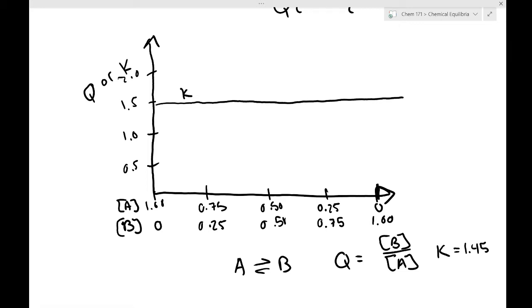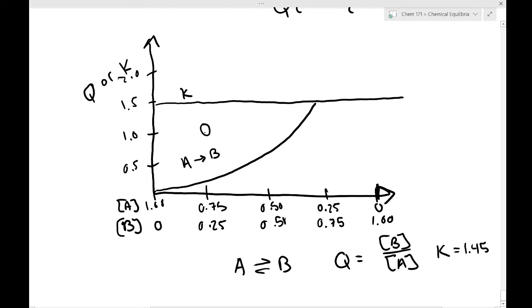At the low end here, since Q is equal to B over A, and B is quite small and A is quite large, we're going to have a small Q. So it's going to look something like this. I think I'm crossing at the wrong point here, so I'm going to try that again. Looks something like this. Yeah, that's a little better. So at this point in the reaction, we have A going towards B. It's not really at equilibrium at this point. We're just making more and more products.